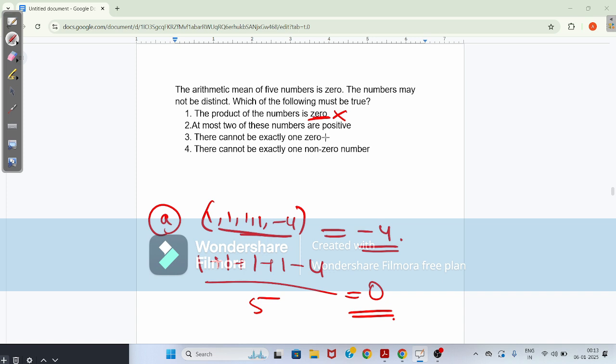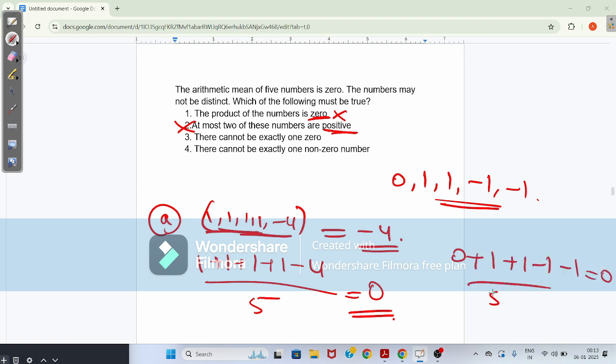At most two of these numbers are positive here. We have taken 4 numbers as positive, so this is also not the correct option. They cannot be exactly one 0? No. Consider 0, 1, 1, minus 1, minus 1. When you do the arithmetic calculation, 0 plus 1 plus 1 minus 1 minus 1 also gives the value 0. So there is exactly one 0, and this is also a wrong statement.